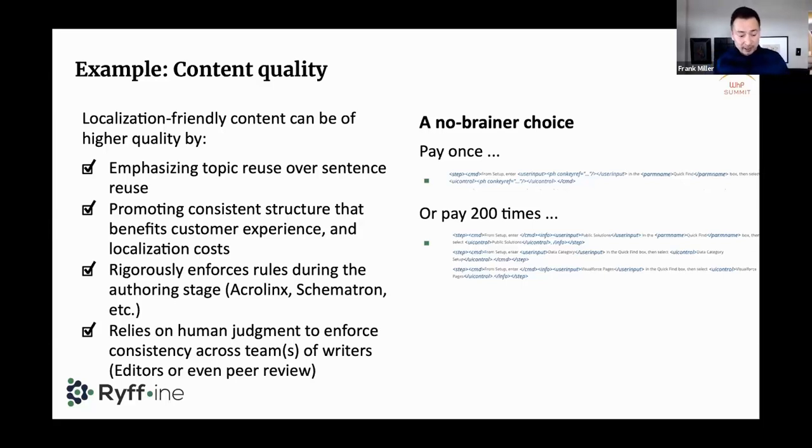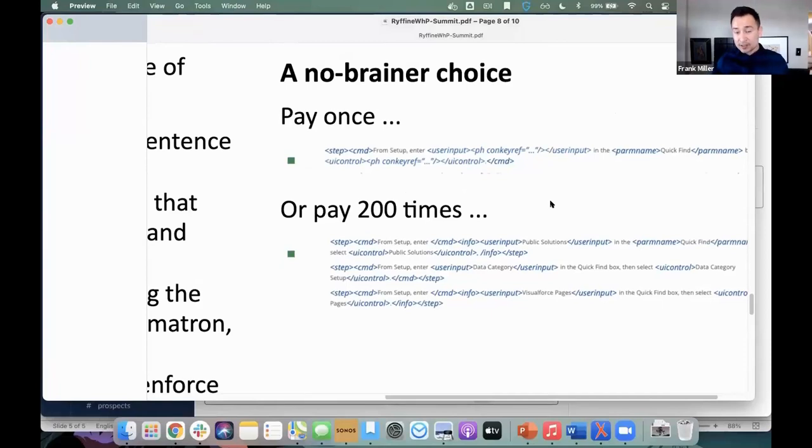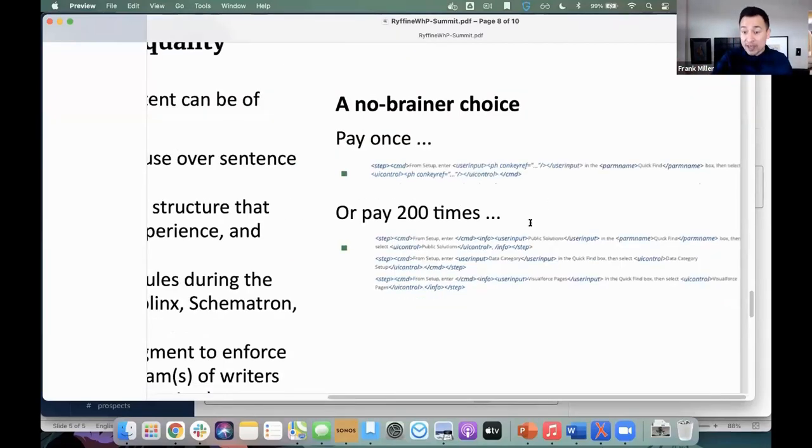So here's an example that I'm going to zoom in on again. This is the consequences of not having consistent style. There's a good one up here, again from some of Dominic's analysis for one of our customers. If you wrote this once, think about what I said earlier: use the proper semantics. You see the user input and parameter name in here, UI control, and use the reuse mechanisms that DITA has to offer, using some conkeys. If you can structure one sentence, you can write it once and pay for translation once in each language, or you can pay 200 times.